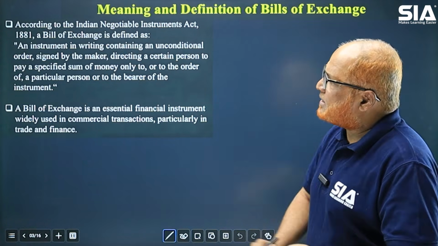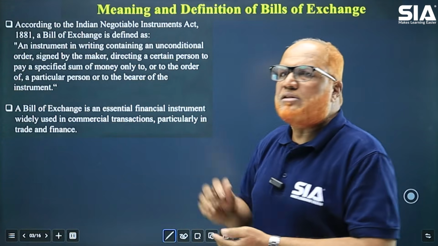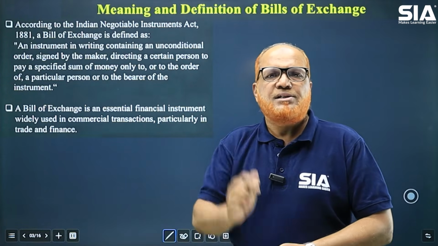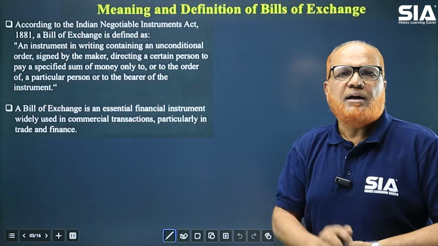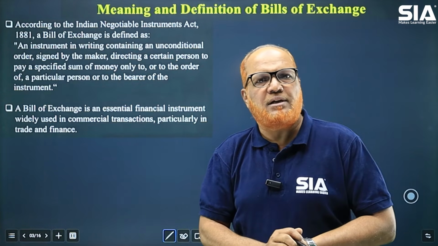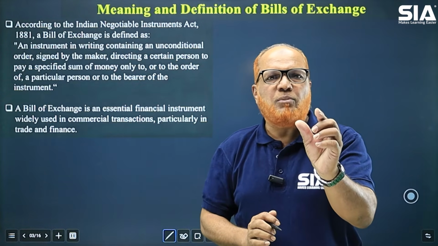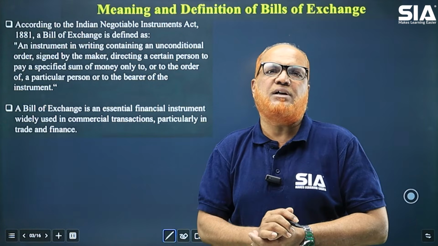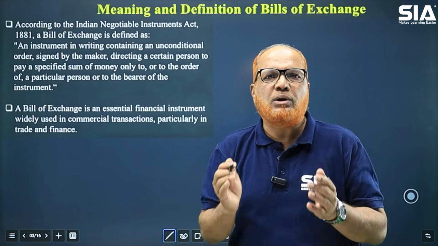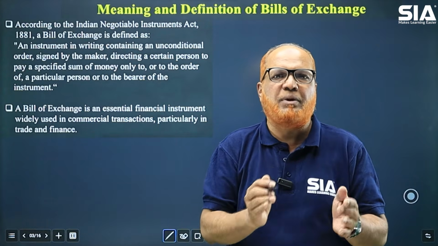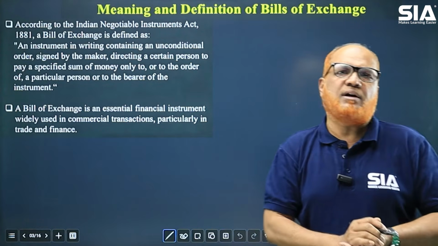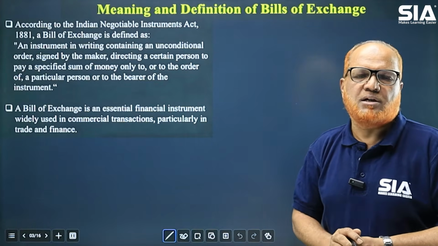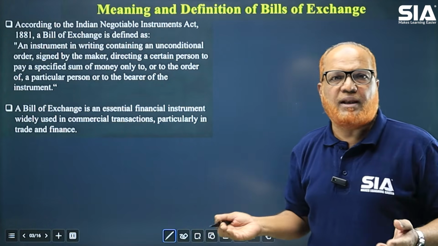The definition says: an instrument in writing containing an unconditional order, signed by the maker, directing a certain person to pay a certain sum of money only to, or to the order of, a certain person or to the bearer of the instrument. This is the specific definition given by the Indian Negotiable Instruments Act. If you remember the definition, it's well and good.